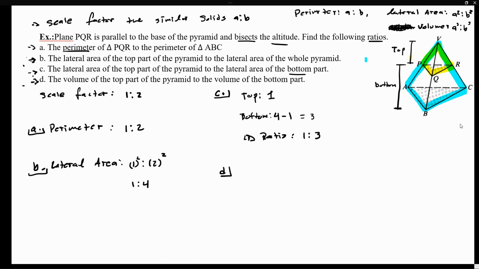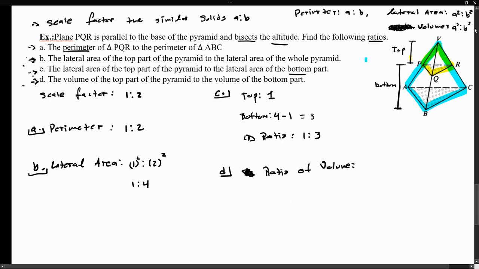And now for D, we want to find the ratio of the volume of the top part of the pyramid to the volume of the bottom part. But notice that we have not said anything about volume. So let's find the ratio of volumes. Well, we know that the scaling principle says that if they have the same scale, A to B, then the volume is going to be A cubed to B cubed.